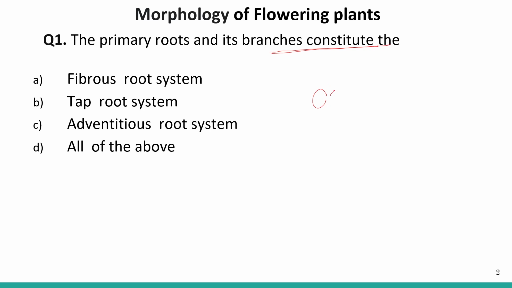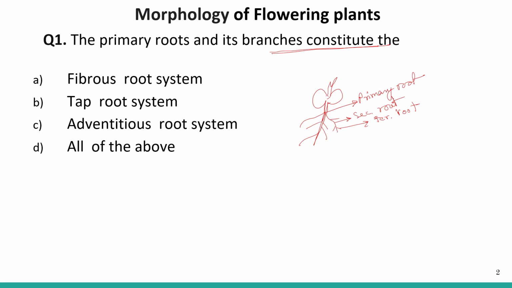So if I'm drawing a seed, a dicotyledonous seed, and here comes the radicle. Now this radicle grows and it gives rise to the root that is called the primary root. Now this primary root, later when it becomes mature, gives rise to secondary roots. This is the secondary root. And this secondary root later gives rise to the third level, that is called the tertiary root.